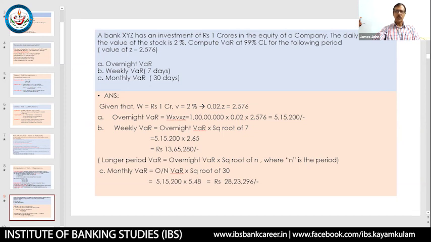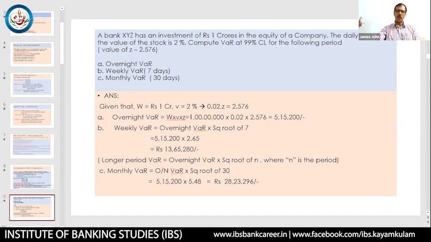This is overnight VaR. So the first question, the answer is 5,15,200. What does this mean? If today the value of the investment of this particular bank is 1 crore, tomorrow the value of the investment of 1 crore may be up by 5,15,200 or down by 5,15,200. That is the meaning of this VaR.